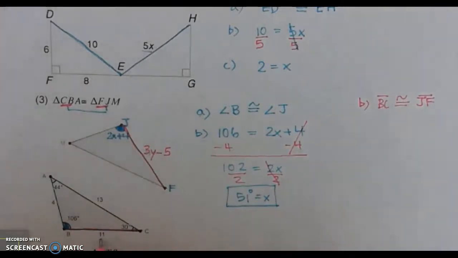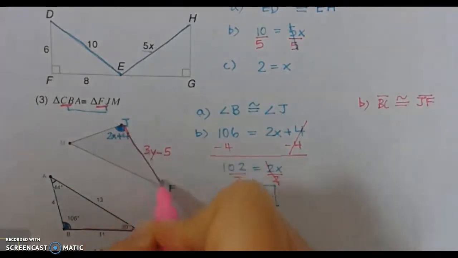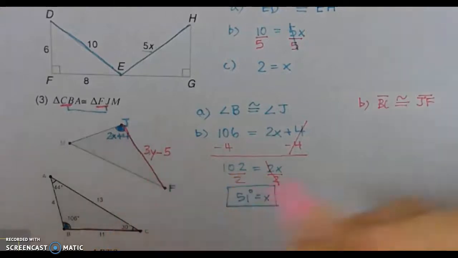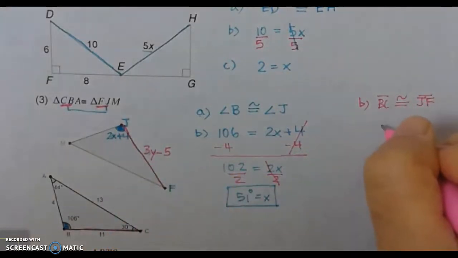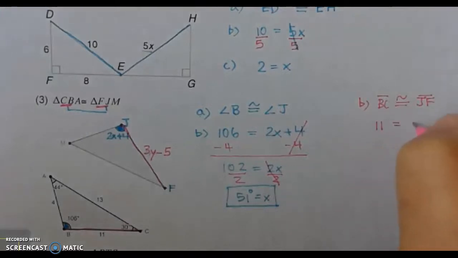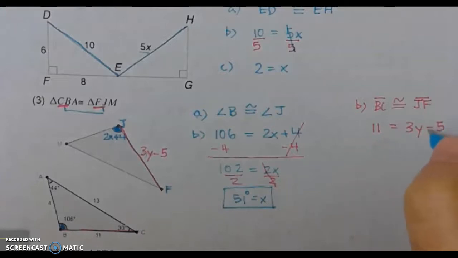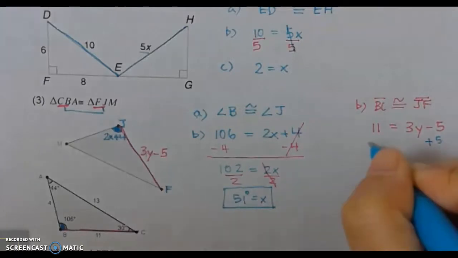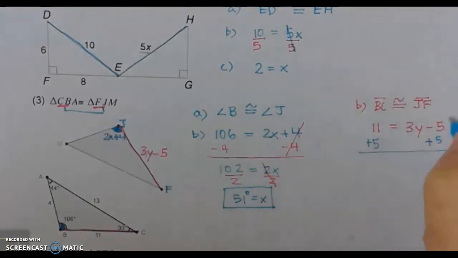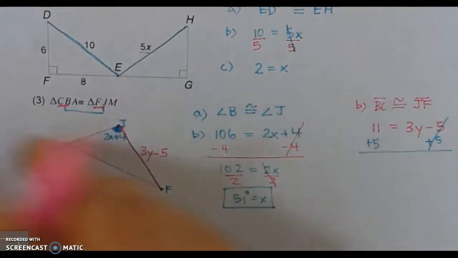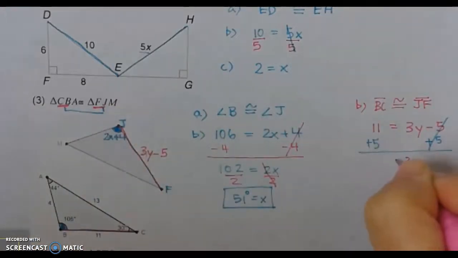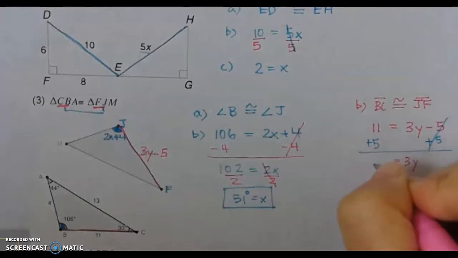So we are told that this length is 11 and this length is 3y minus 5. They are going to be same in measure because they are congruent. So 11 is equal to 3y minus 5. We have just set up a two-step equation and we know how to solve this. When you have an equation like this, we always add or subtract first. So minus 5. How do I get rid of minus 5? I add 5 to both sides. And that leaves me with 3y is equal to 11 plus 5 is 16.